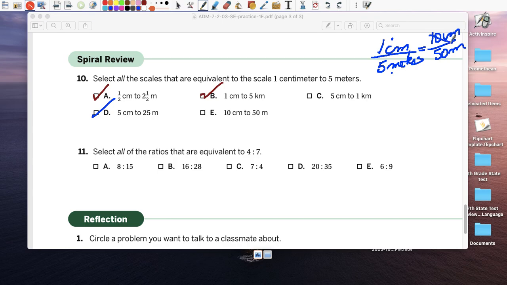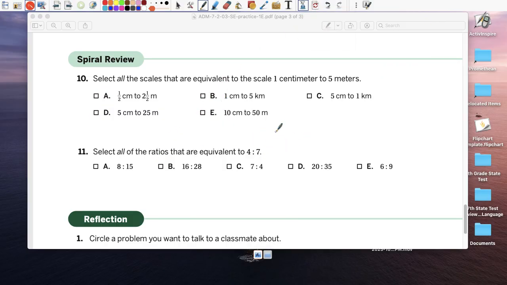What if I simplified 10 and 50? Well, I would have gotten 1 over 5. Is that ratio 1 over 5 on the right side the same as the ratio 1 over 5 on the left? Yes, they are. So this would have worked as well.